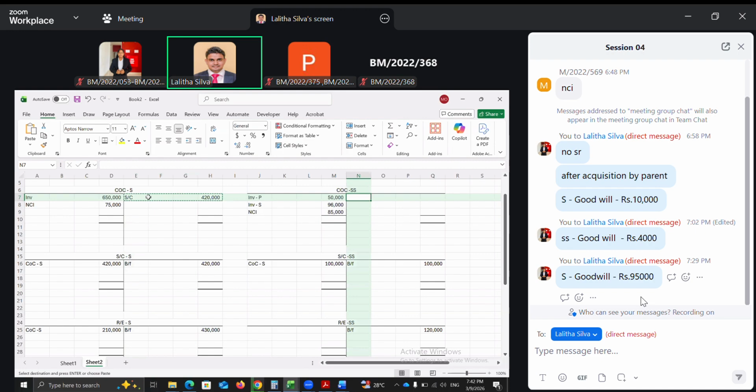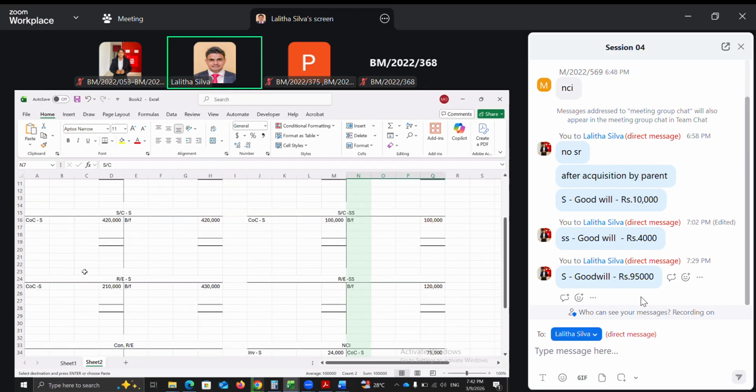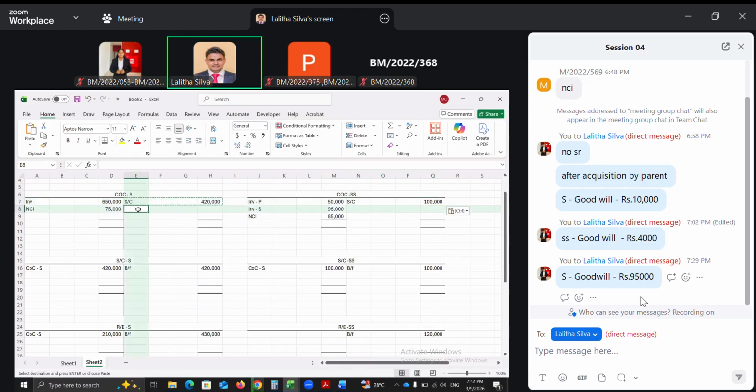Here also we can transfer the total amount, 100,000. Is it clear to you? The transfer of the stated capital. It's very simple. Then the retained earnings.